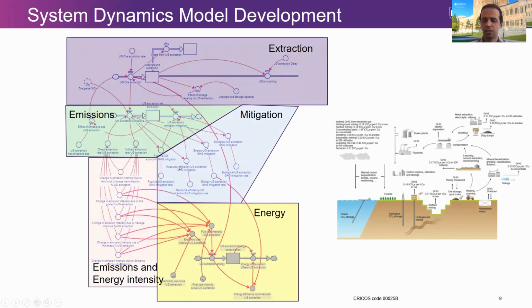We used a stock and flow model for first developing the material flow analysis, and this block here represents each stage of the operation. For instance, this in particular represents underground extraction. This section is where we capture the material flow. This section is where we capture emissions. This is where we capture energy. This is where we capture mitigation pathways, as well as emissions and energy intensity.